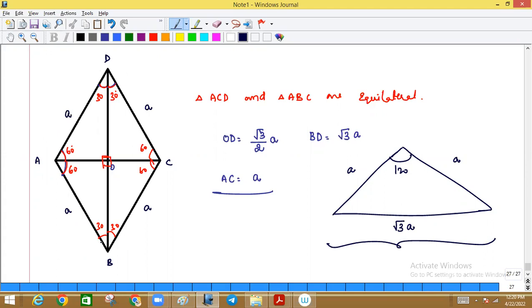Remember, if a triangle is an isosceles triangle and two sides are equal to A, and the angle between them is 120, then what is the opposite side? Opposite side is root 3 times A. What is the height? Height is A by 2, because complete is A, half of it is A by 2. Right? That's about rhombus. Okay.